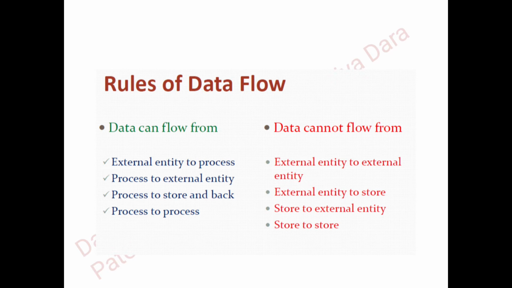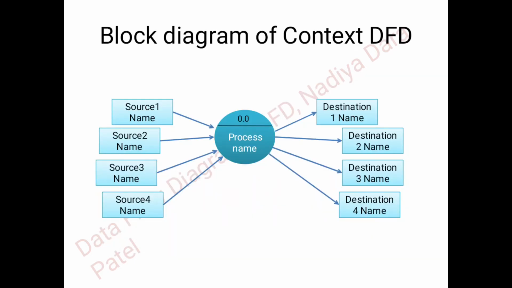Now let us go to the things which we should avoid doing. First thing is data cannot flow from external entity to external entity. That means you cannot connect two entities together. For showing the relationship between two entities, we have ER diagrams, but in DFD, you should not connect them together. So make sure you follow this.